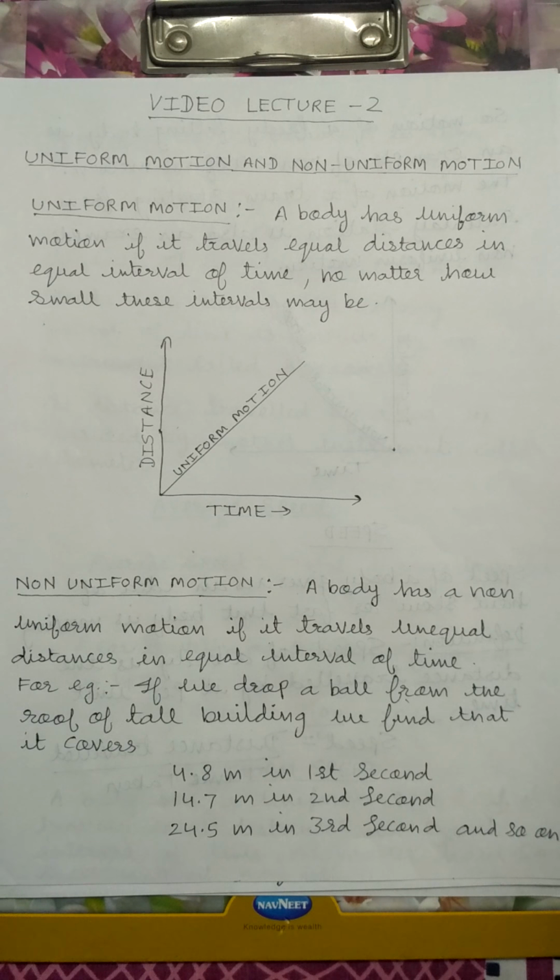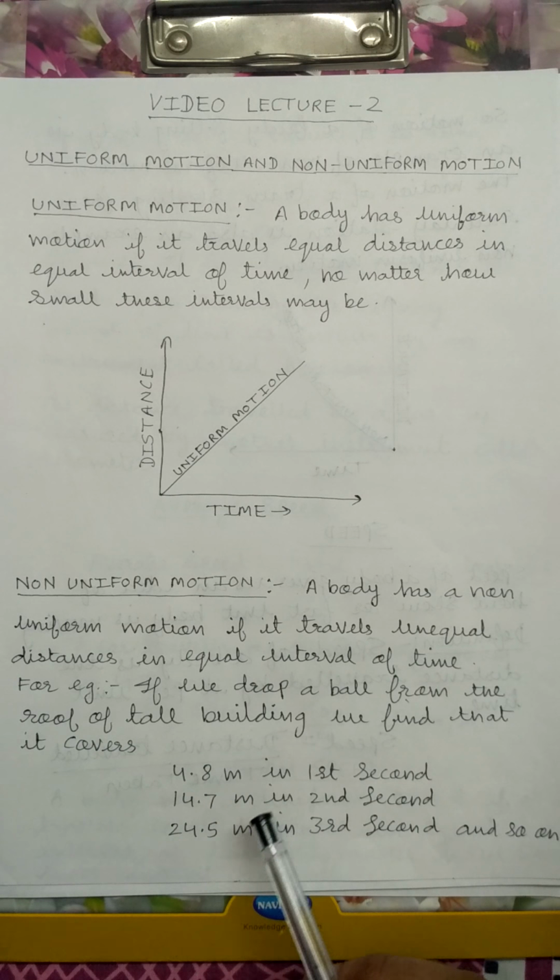Now non-uniform motion. What is non-uniform motion? A body has non-uniform motion if it travels unequal distances in equal intervals of time. For example, if you drop a ball from the roof of a tall building, then suppose in the first second the distance covered by the falling ball is 4.8 meters. In the second second, as the ball speeds up, the distance covered is 14.7 meters. In the third second, it is 24.5 meters. So the time interval is the same, 1 second, but every second the distance covered by the falling ball is different.